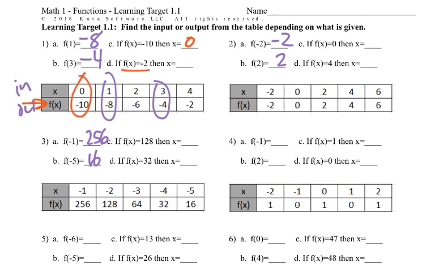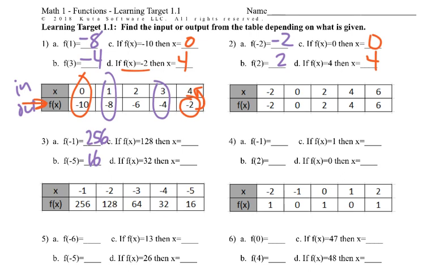So f of x equals negative 2. Here's negative 2. What's my input? My input's 4, so my x value is 4. f of x equals 0. Go along here. 0 is right here. My input is also 0. And f of x equals 4. Here's 4. My input is also 4. Oops, wrong color.